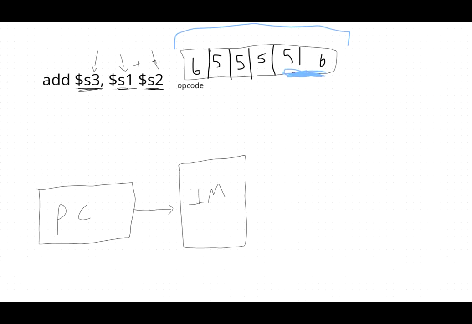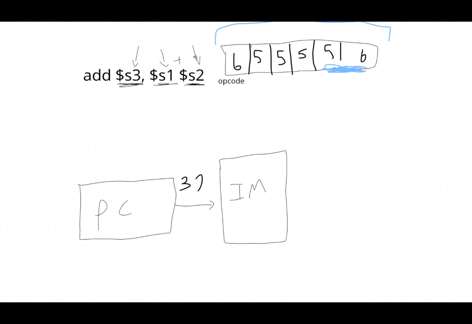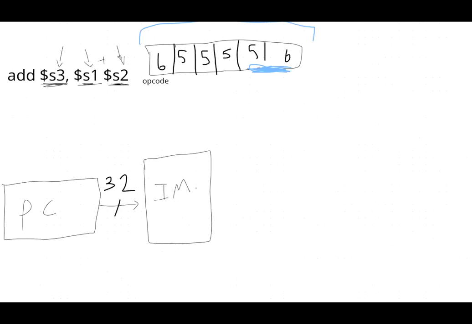So going back to the picture we have here, the program counter goes to instruction memory to fetch the instruction. The size of this is 32 bits. And then outside the instruction memory, and let me type this out just so we're all on the same page.